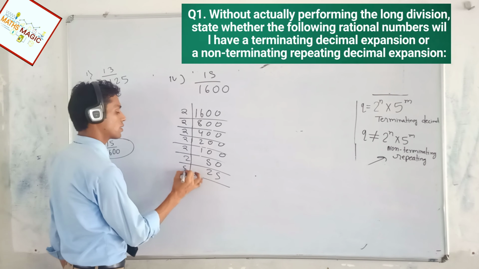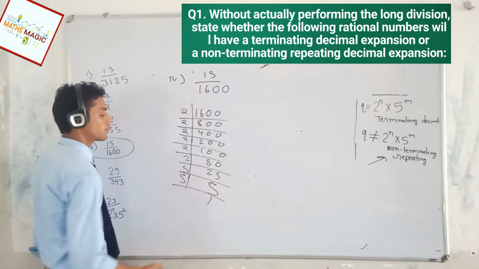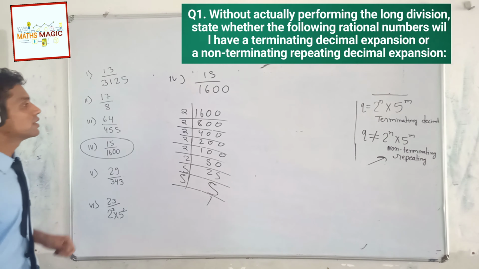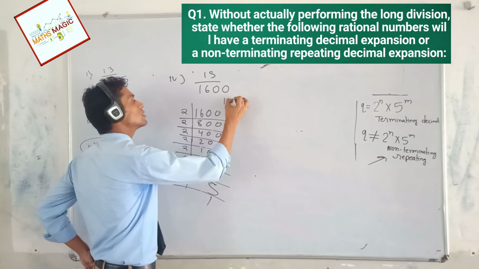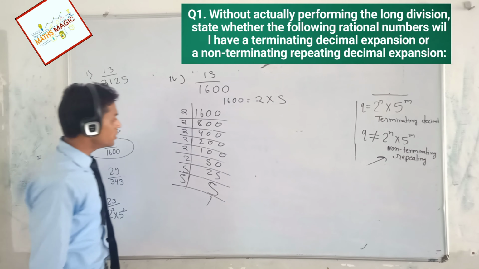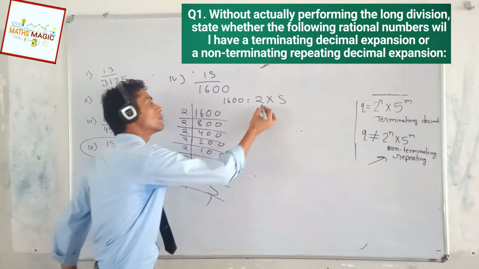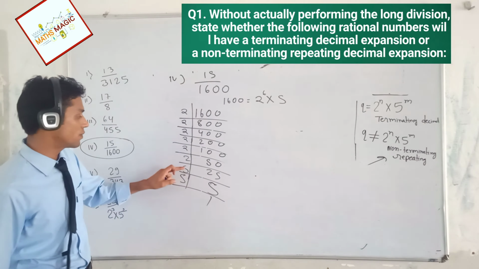Now 5, that is 5. Again 5 times 1 is 5. So what do we get here? The factorization of 1600 is 2 times 5. How many 2s? 1, 2, 3, 4, 5, 6. So 2 to the power 6. How many 5s? 1, 2.